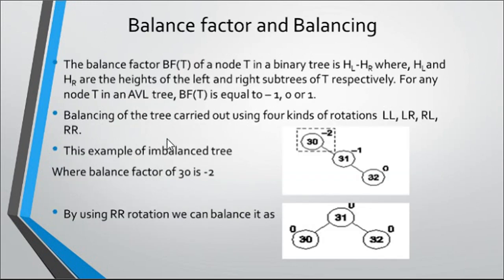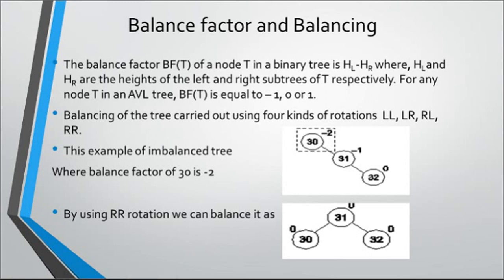Now, balance factor and balancing. The balance factor of a node T of a binary search tree is the height of the left subtree minus the height of the right subtree, where HL is the height of the left subtree and HR of the right subtree. It should be minus 1, 0 or 1. Balancing of a tree is carried out using 4 kinds of rotations. So you have to rotate nodes. The rotations are LL, LR, RL and RR.